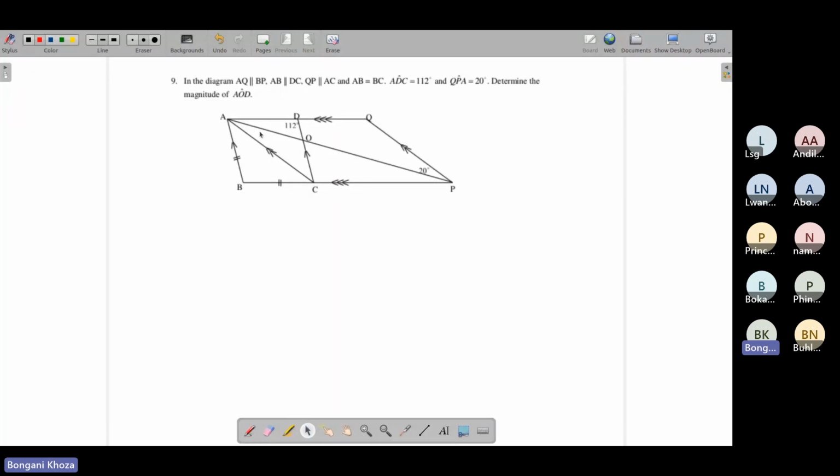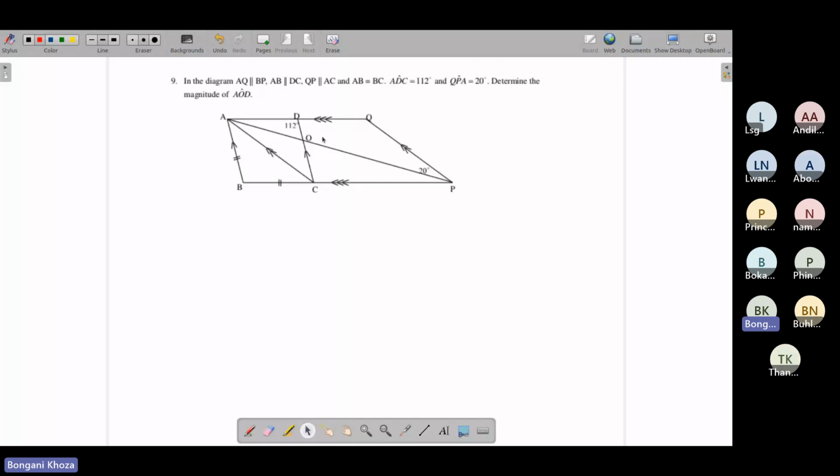And then you have AB, which is parallel to DC, this is DC. You have QP, this line, which is parallel to AC over here. So for these two we have one parallel indicator, it means it's parallel to this one. You have three parallel indicators, it means it's parallel to this one. You have two parallel indicators, it means it's parallel to this one. So it's easier to spot that way.